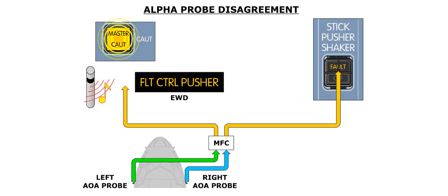Both alpha probes must agree on the angle of attack before the stall warning or stick pusher is activated. If the alpha probes disagree by a predetermined amount, the stick pusher push button will indicate fault. In addition, the master caution lights will flash, an amber flight control pusher message is displayed on the EWD, and a single chime sounds. Similar warnings will occur if power for the stick pusher motor is lost, or the flap position signal is incorrect.